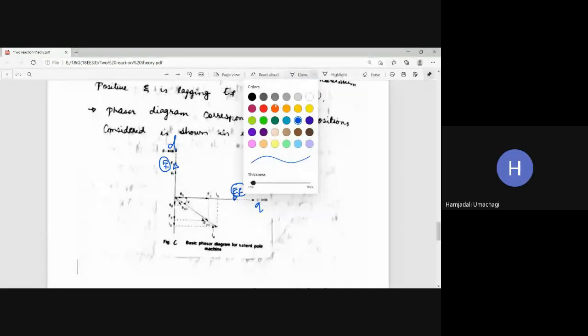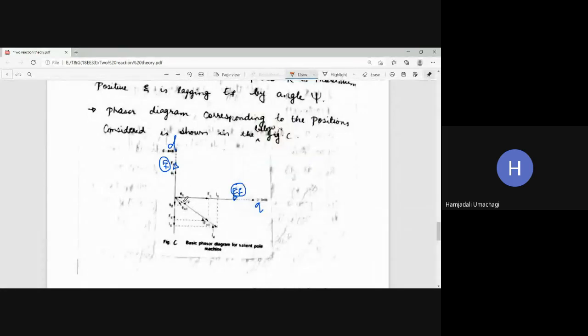Now we'll show the armature components. Armature components means what? Whenever the armature winding carries current, it will have two components: one along direct axis, another acting along quadrature axis. So now this is my armature current, and this armature current is divided into two components. One acting along quadrature axis. This is IQ, because it is along the quadrature axis.